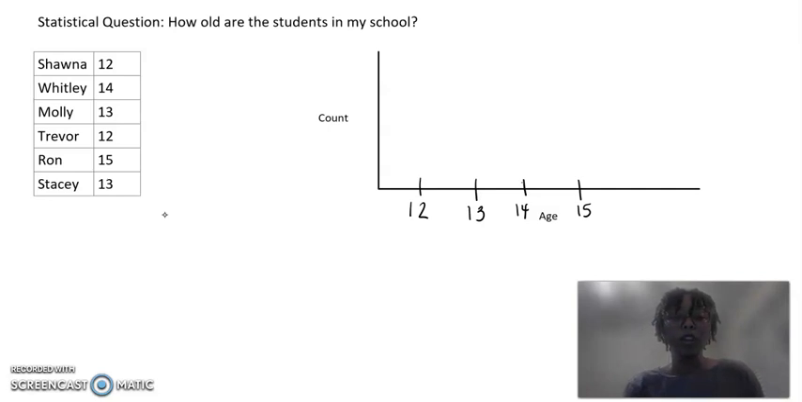So first we have Shauna. She's 12. So that's one person who is 12 years old. Then Whitley, who is 14. Molly is 13. Trevor is 12. So now we're up to 2 12-year-olds. Ron is 15. Stacy is 13. And we probably have so many other students in our school, but we're not going to plot the other students' ages.